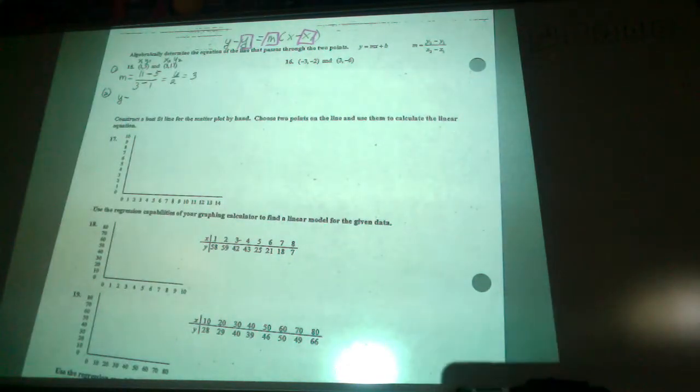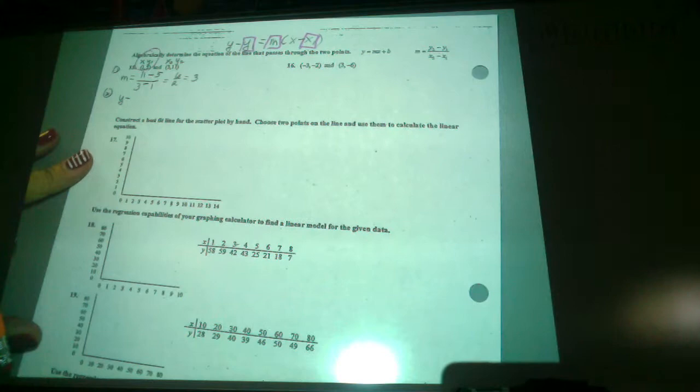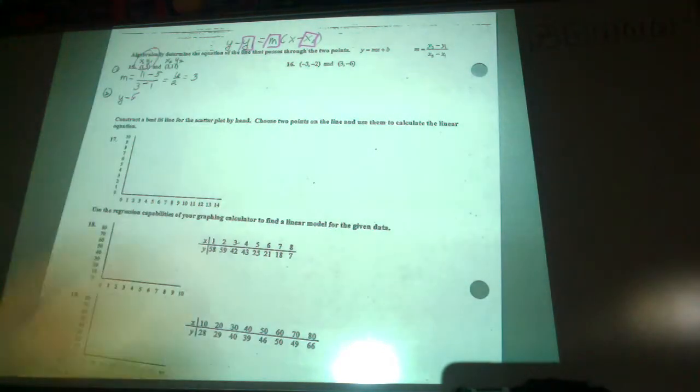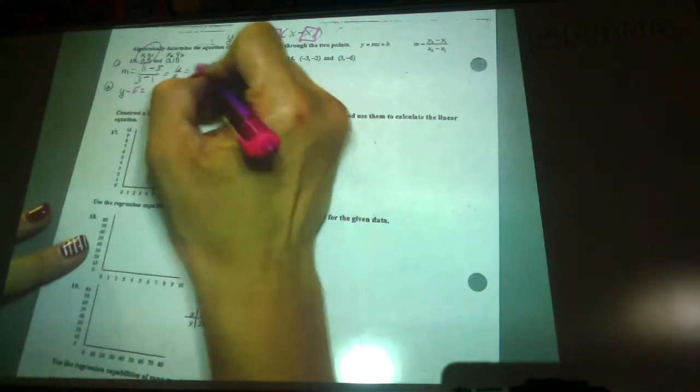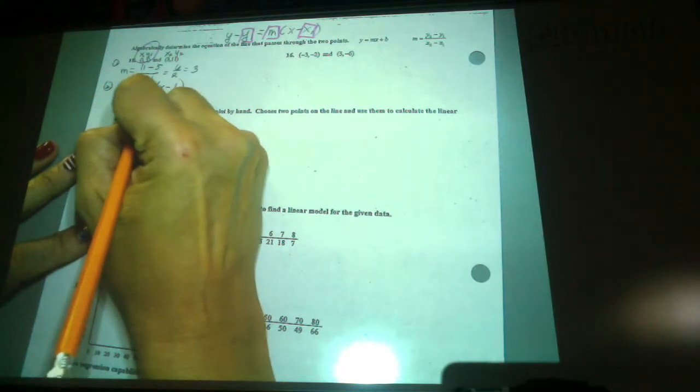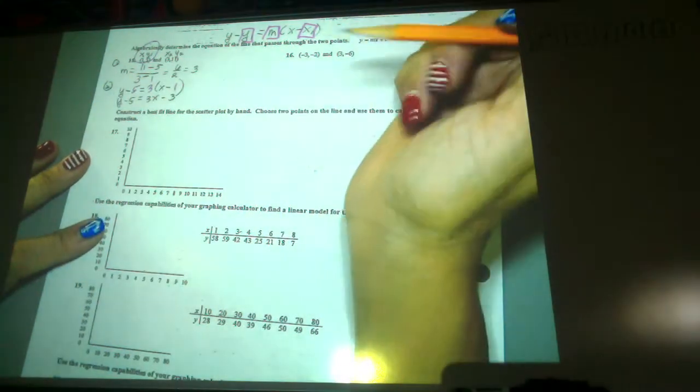Y minus, you're going to substitute in your y sub 1. So you choose whichever of the 2 points. I'm going to choose that one. It won't matter. My y sub 1 is 5 equals, your slope is 3, parentheses x minus, instead of x sub 1, I'm going to put in 1, because I used this point here. It was my x sub 1 and my y sub 1. So there's my 1 and my 5, and my slope is 3. So now all you have to do is solve for y. So distribute your 3, y minus 5 equals 3x minus 3, and then add the 5, so you end up with y equals 3x plus 2.